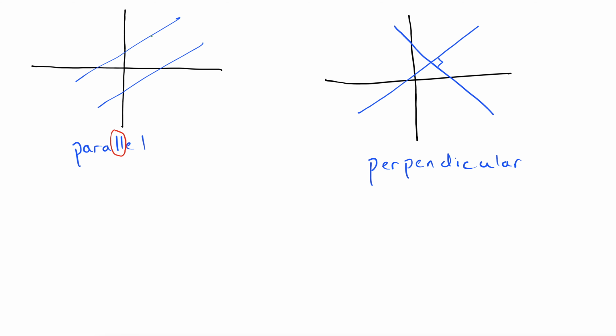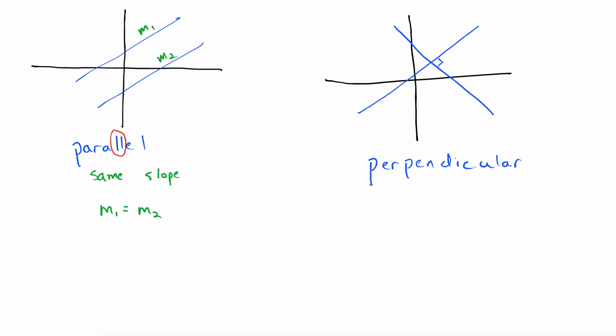What we're interested in now is the slopes. So this is M1, let's call this M2. The slopes of these two lines are the same for parallel lines. Parallel lines have the same slope, always. The rise over run is the same for both these lines. So I'm just going to say same slope, M1 equals M2.